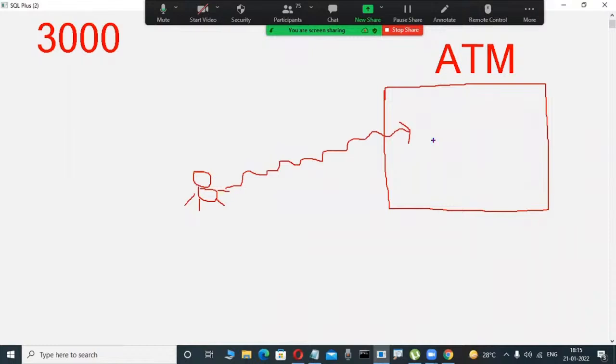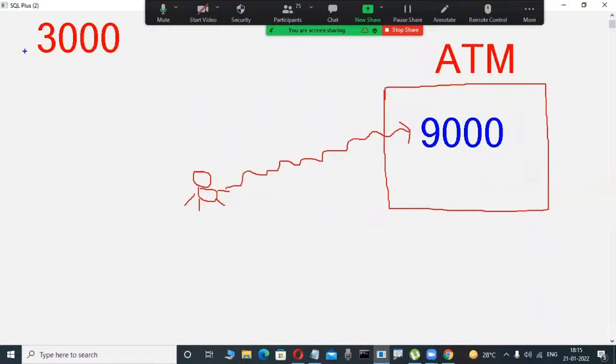Now I decided to withdraw some amount. Okay, fine, but my balance is only 3,000. Whenever I insert the ATM card, it asks for the amount. In that case, unfortunately, I mentally decided to withdraw 9,000 rupees. Now, as I try to withdraw 9,000 rupees, will I get 9,000 rupees? No.